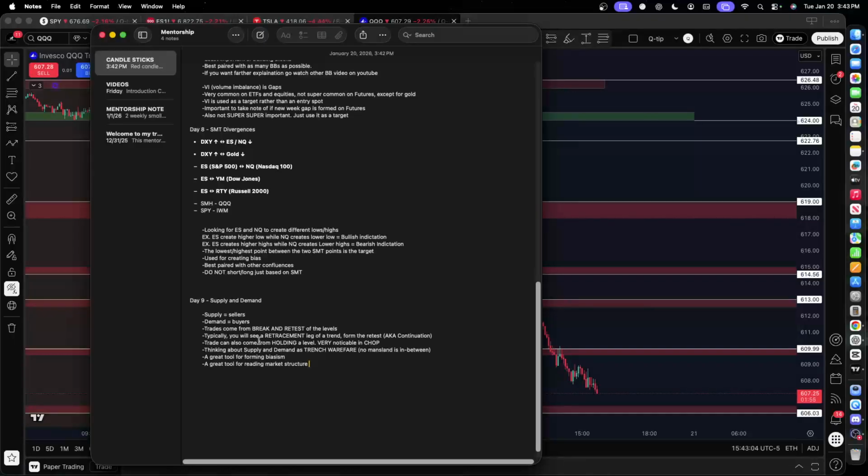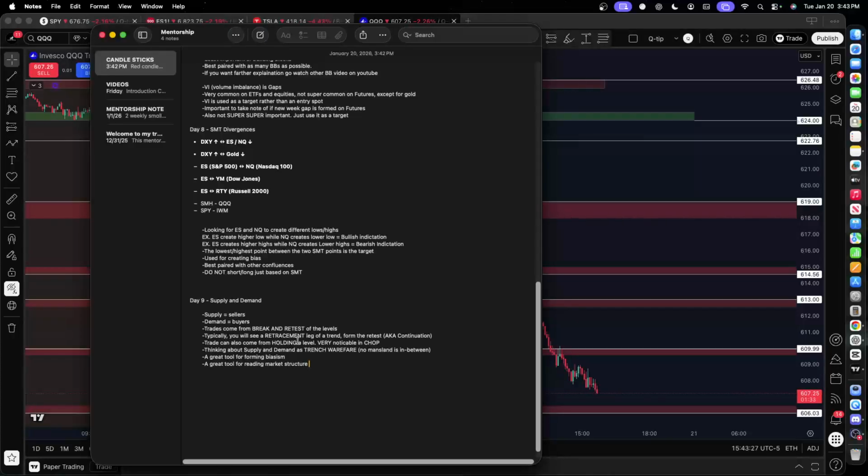Okay. Typically, you will see the retracement leg of a trend. We've gone over this already. Downtrend. You have a move lower, slight move higher. Move lower, slight move higher. Okay. On those retracement legs, you typically will see the retest of a level being formed. This is trading continuation of a leg or of a trend. Okay.